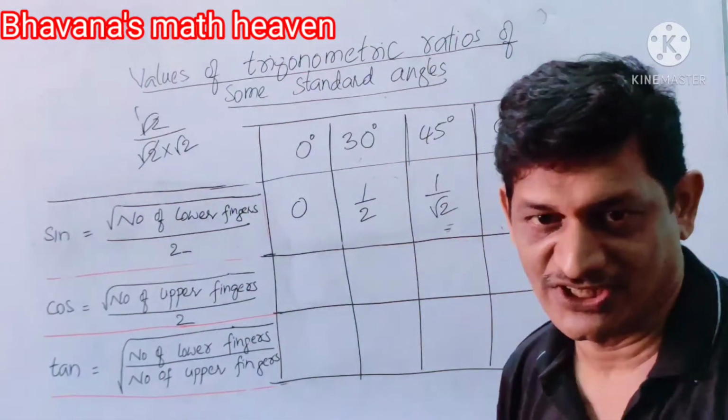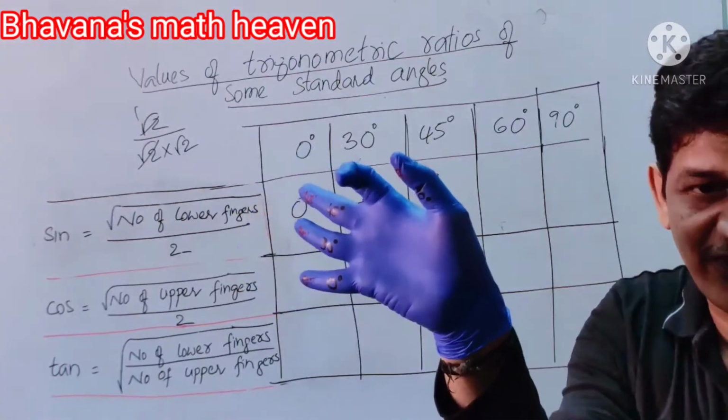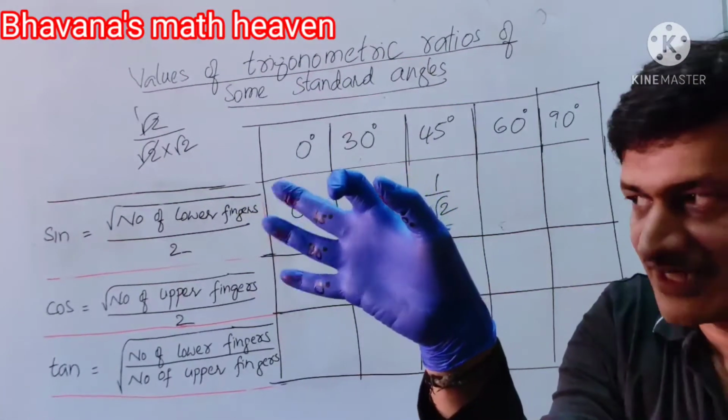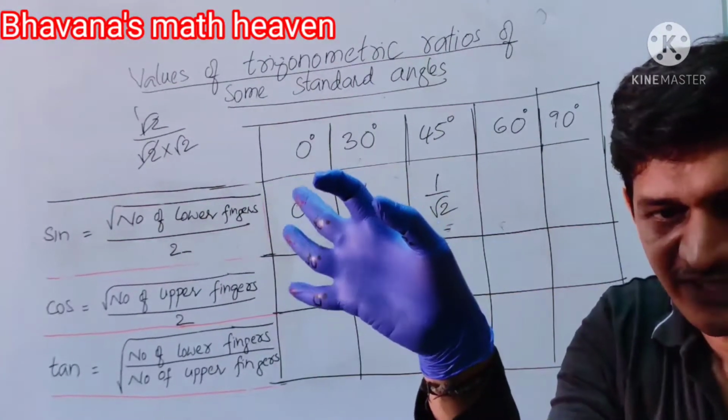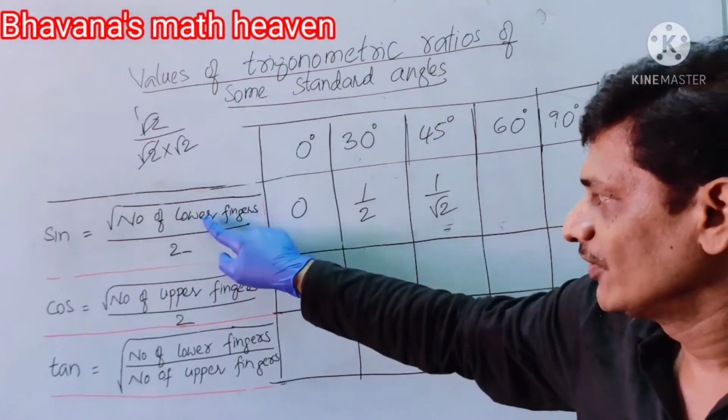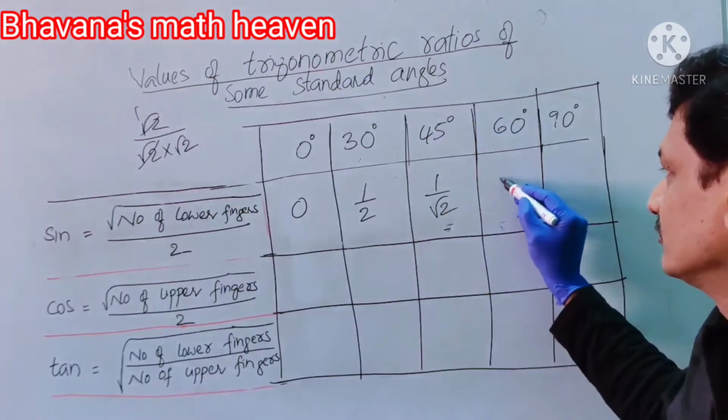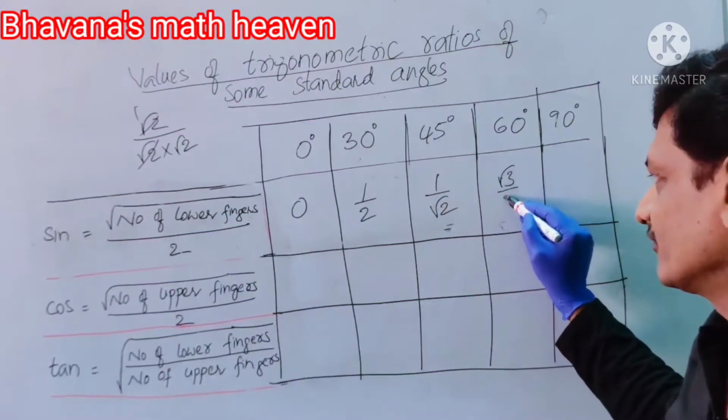Now coming to 60 degrees. This is the 60 degrees finger. So how many are there at the bottom of that ring finger? Sorry, pointer finger. 3 fingers are there. So substitute 3 here. Root 3 by 2. That is sine 60 value.